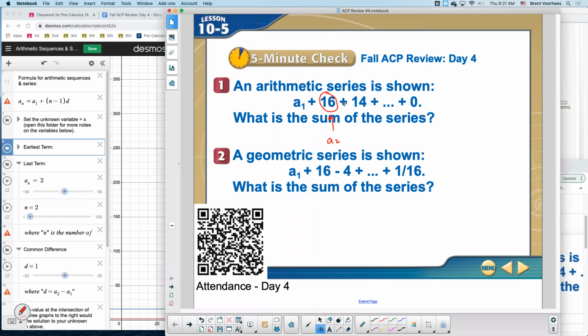And then do we know our last term? Yes. This right here is the last term. That's AN. So our last term is 0.